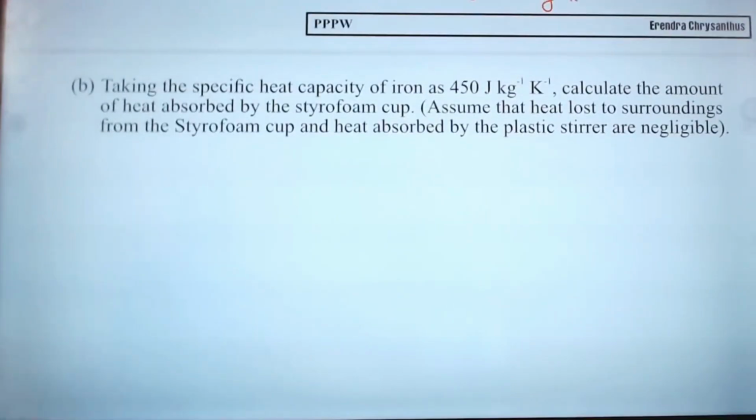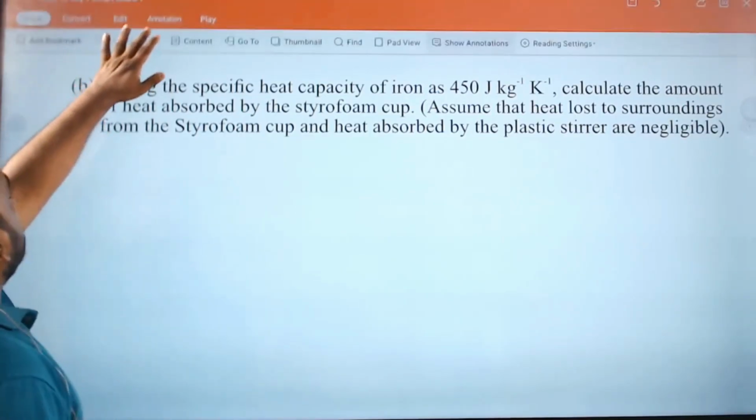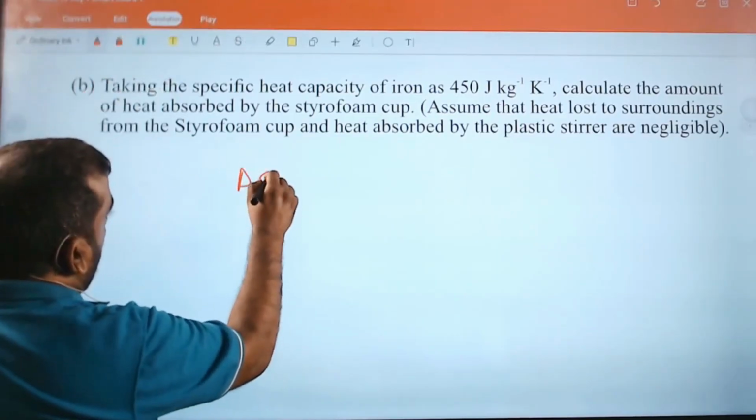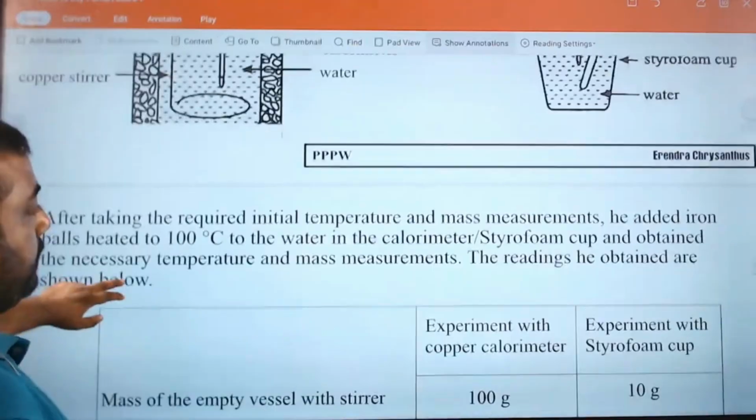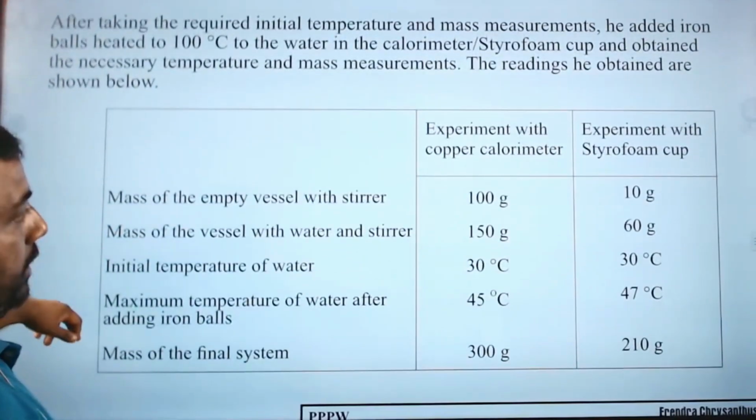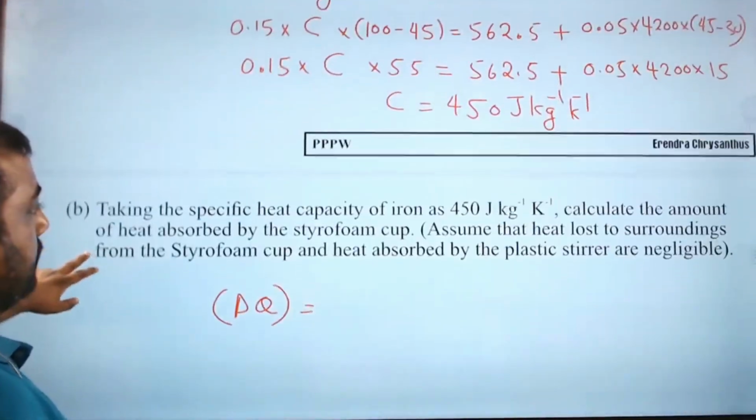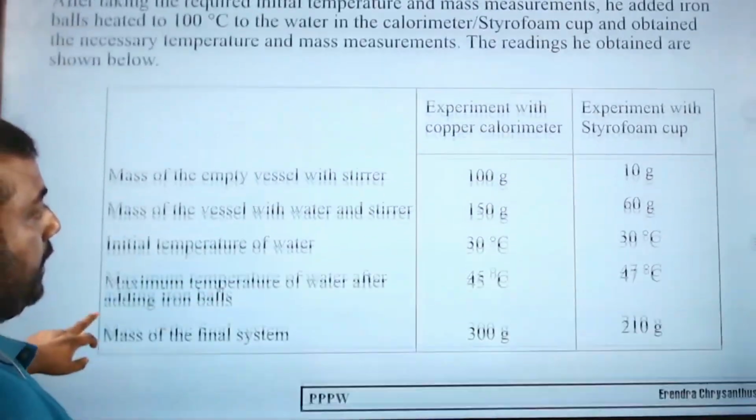Taking the specific heat capacity of iron as 450, calculate the amount of heat absorbed by the styrofoam cup. Assume that the heat lost to the surroundings from the styrofoam cup and the heat absorbed by the plastic stirrer is negligible. So heat absorbed by the cup. Mass of the styrofoam cup is 10 grams.